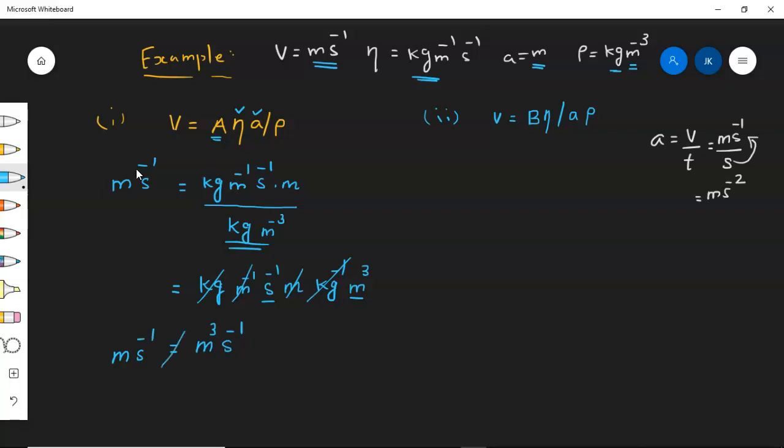So it is not equal. This equation is known as inhomogeneous.